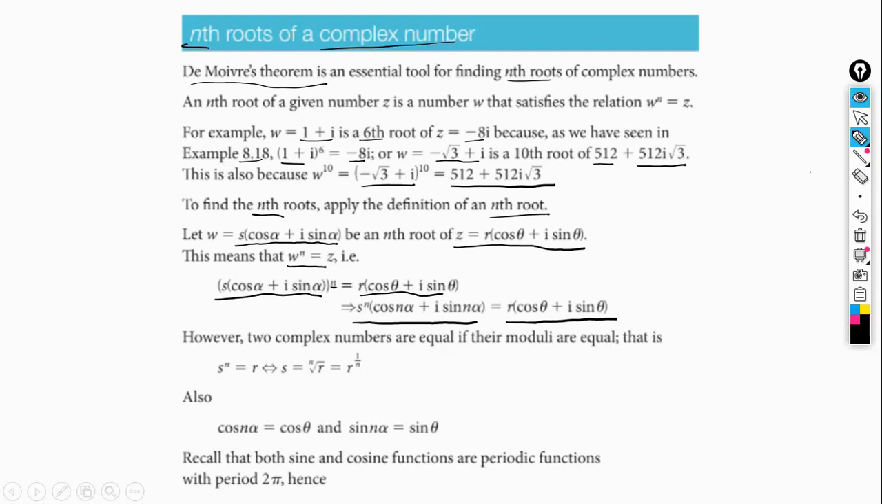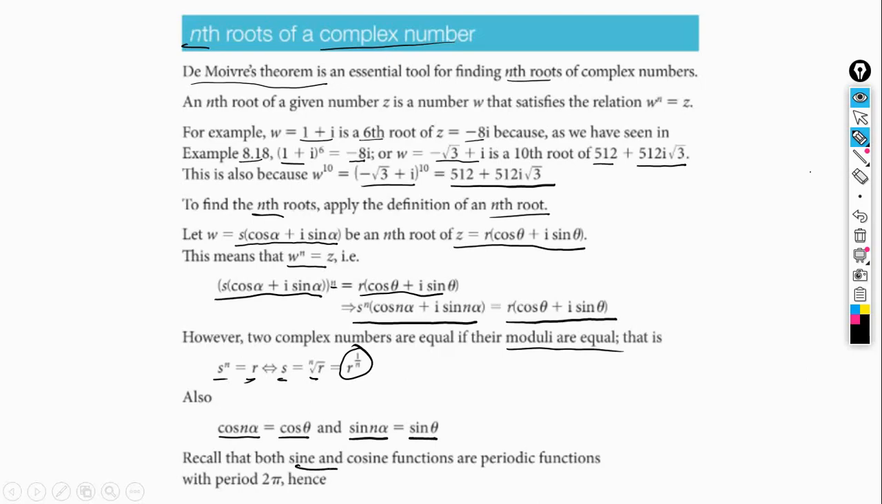So from here, because two complex numbers are equal only if their moduli are equal, we have that S to the n is equal to R. So S is equal to the nth root of R, or R to the 1 over n. We also have, from this other part of the equality, that cosine of n times alpha is equal to cosine of theta, and that sine of n times alpha is equal to sine of theta.